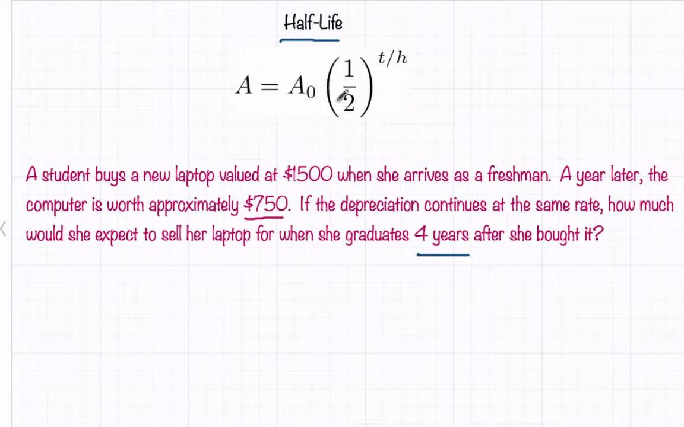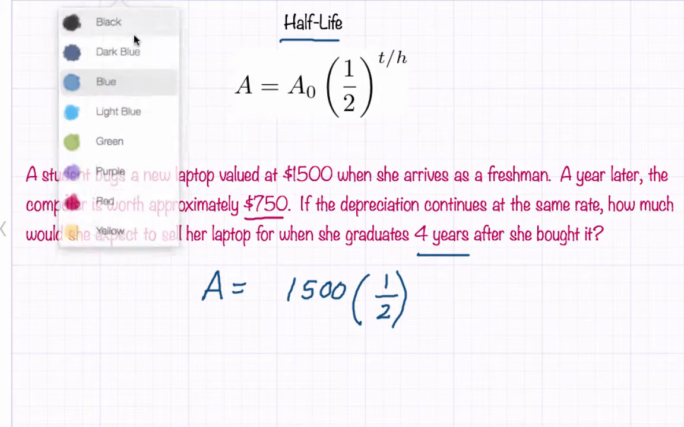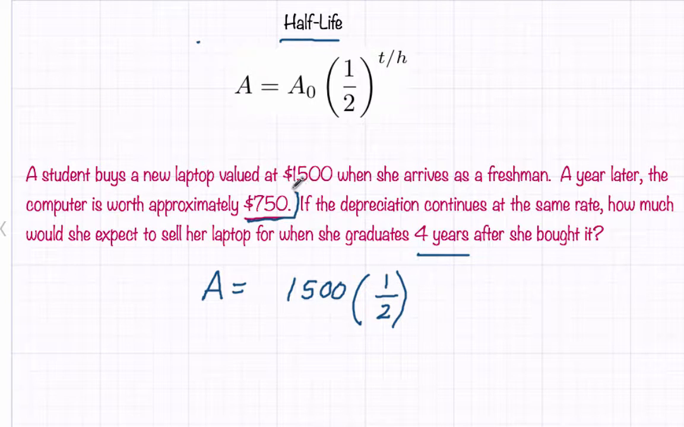So we have our half-life formula here. Remember that a sub 0 is what we actually buy it for. Originally she paid $1,500 for this, so a sub 0 is 1,500. We're going to multiply that by the half-life. Now the half-life is just not said. Here's the half-life, it's actually right here: 750 after 1 year. That's not very good. That's actually pretty bad. So h is equal to 1 here, and t is going to be equal to 4 years later. So we're going to have 4 over 1, or just to the 4th power.